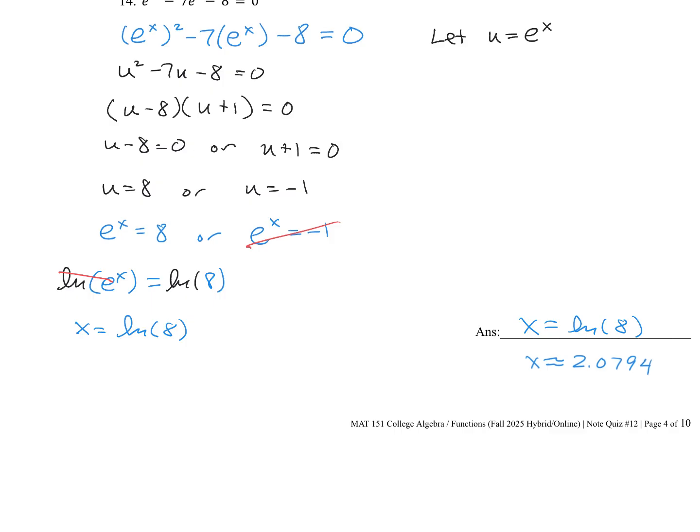2.0794. And by the way, if you were on autopilot and you did try taking the natural log of negative 1, you will get an error message because negative numbers are not in the domain of logarithms. They can only be positives. So one way or another, you're going to find out that nothing comes from that negative 1 in the solution process. All right, so let's move on now to the next page in the notes, and we're going to get into some applications.